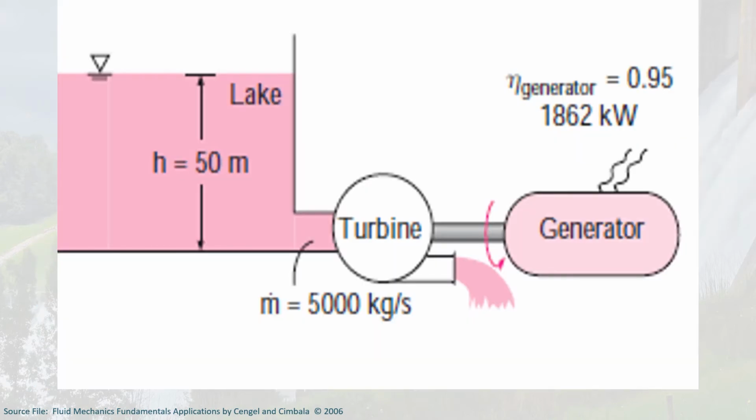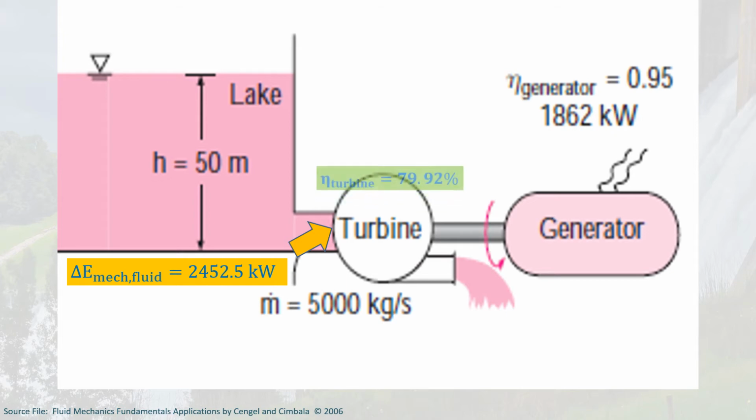So if we're going to summarize our answer, we have potential energy coming from the lake that causes the rotation of the turbine, and it is coupled to the generator which produces this 1862 kilowatt. It is obvious that the power extracted here should be greater than this one because there are losses along the way. So we computed the change in mechanical energy of the fluid, which is 2452.5 kilowatt. And because the turbine is not perfect, it has an efficiency of 79.92%.